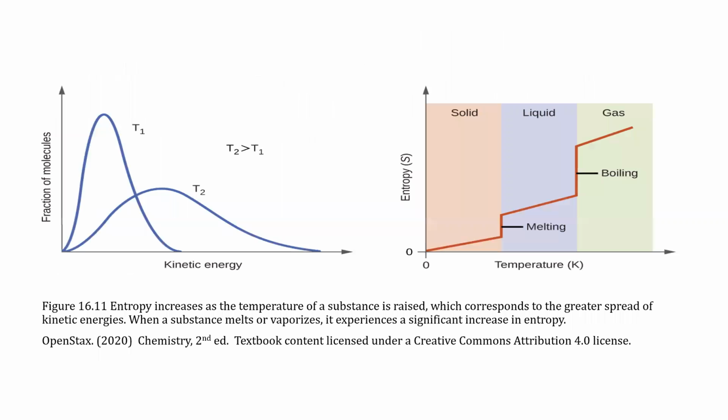The left figure shows 2 different temperatures, T1 and T2. At T1, most molecules will have a small amount of kinetic energy over a small region. But at T2, the amount of kinetic energy will increase over a large range, resulting in an increase in entropy. The right figure illustrates the 3 states of matter, where it illustrates that entropy increases from solid to liquid to gas phase.